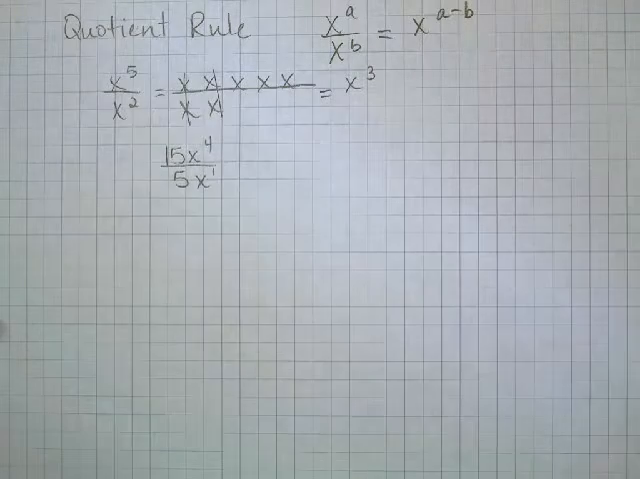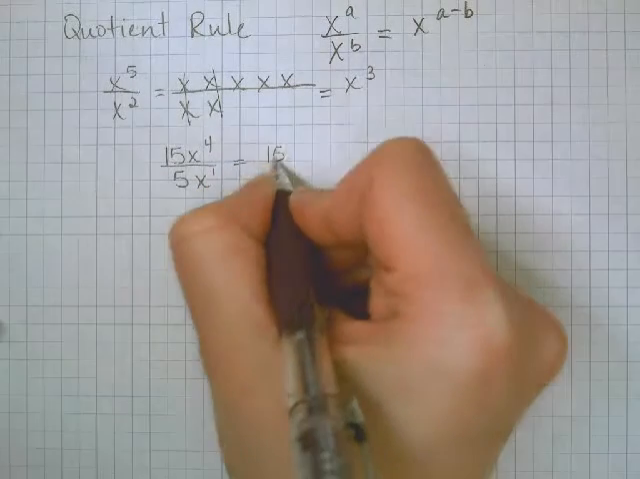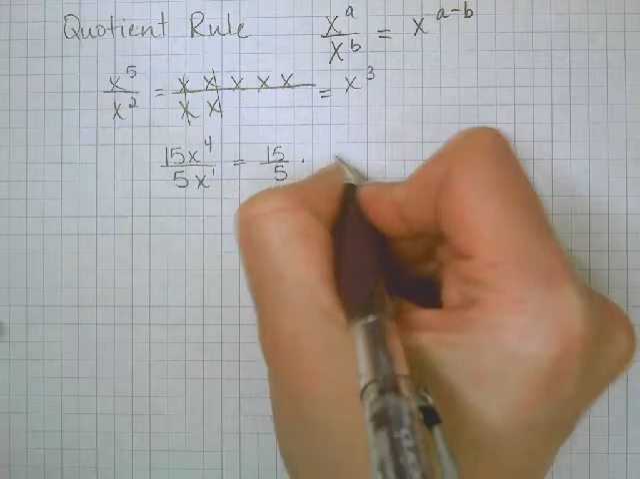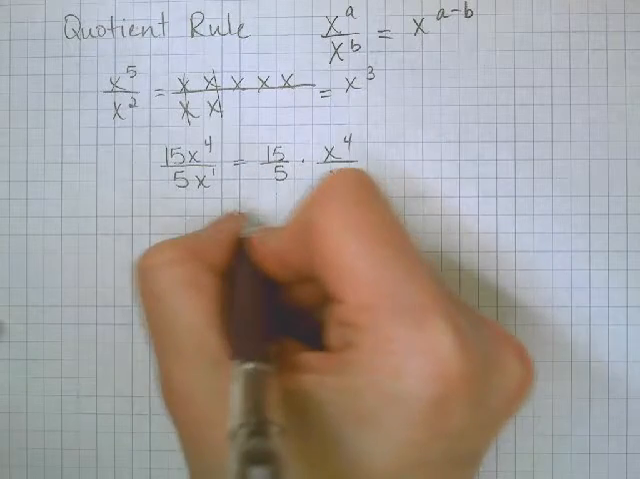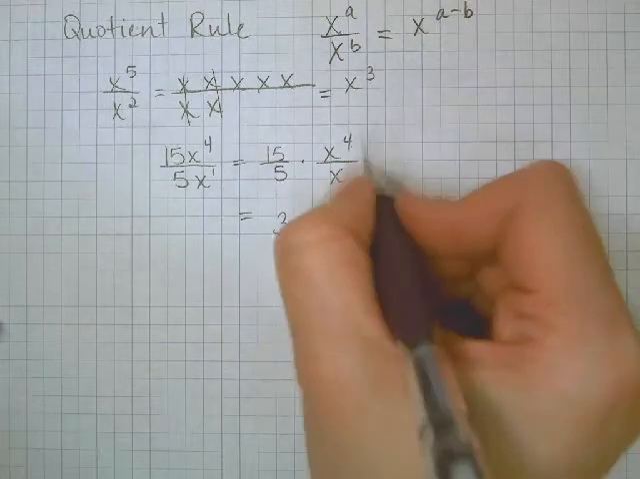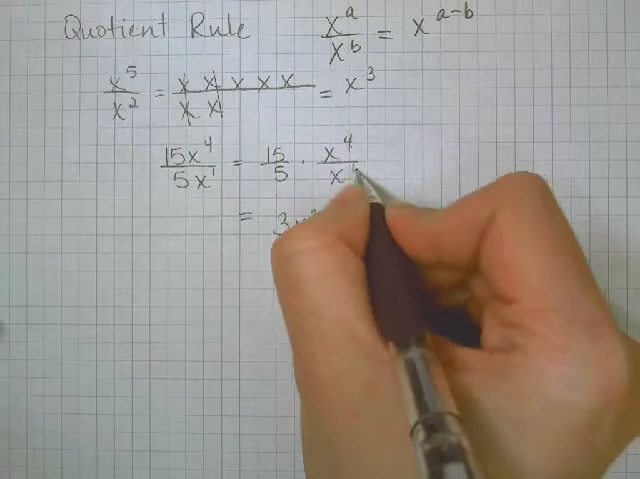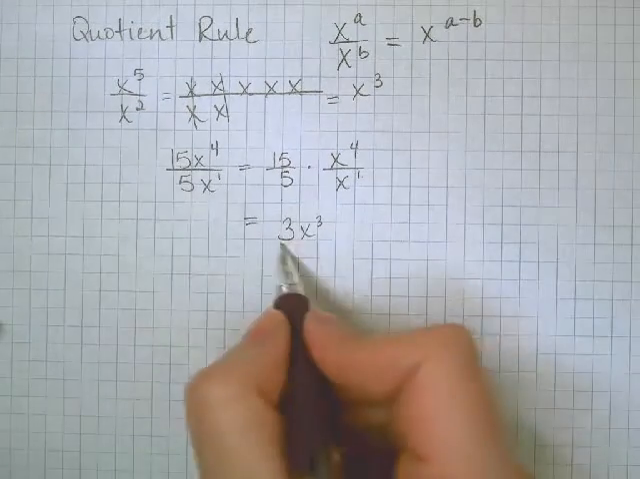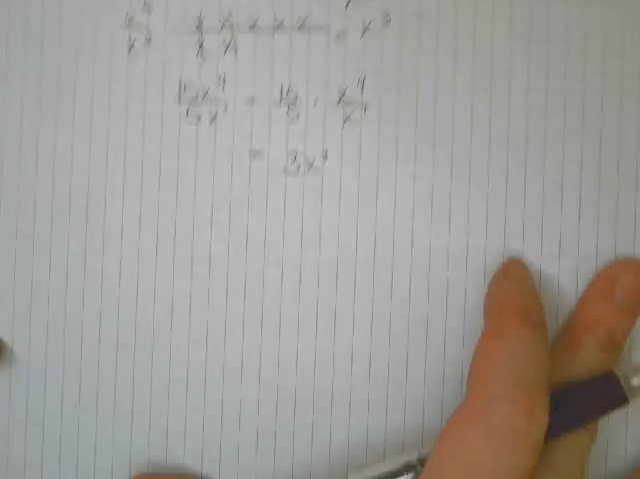Remember, if it's by itself, it's to the 1. Then I need to look at this in two sets. 15 over 5 times x to the 4th over x. So this becomes 3. X to the 4th over x to the 1st is x to the 3rd, because I am subtracting 4 minus 1 to get 3rd. So that would be my final answer right there. That is the quotient rule.